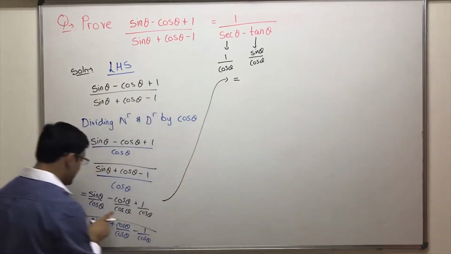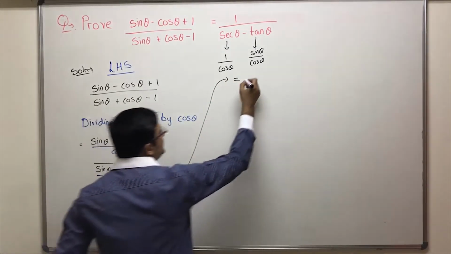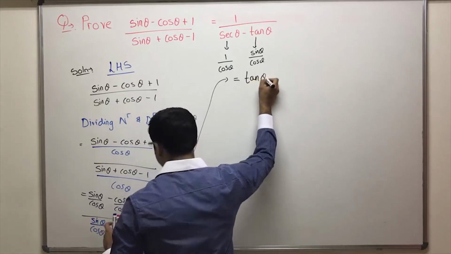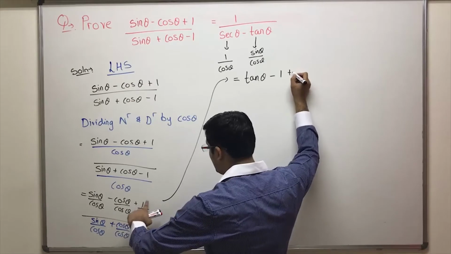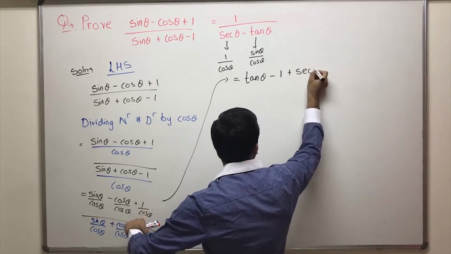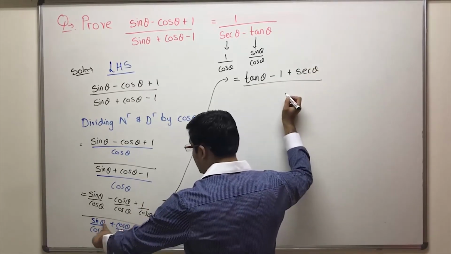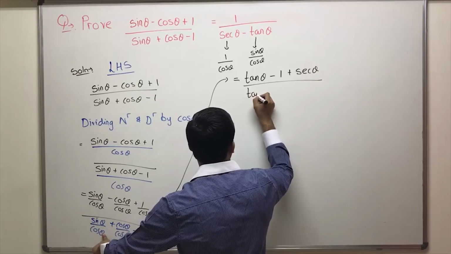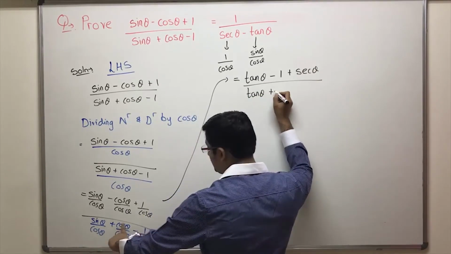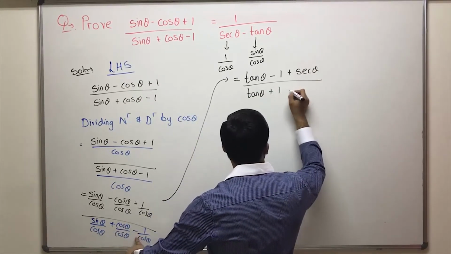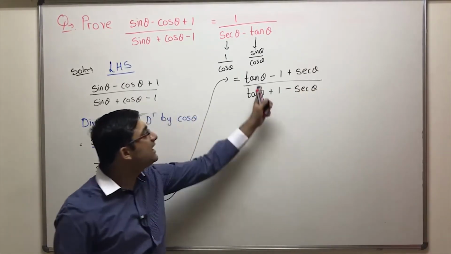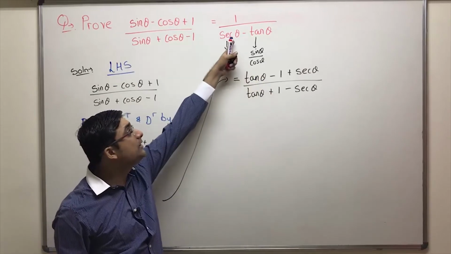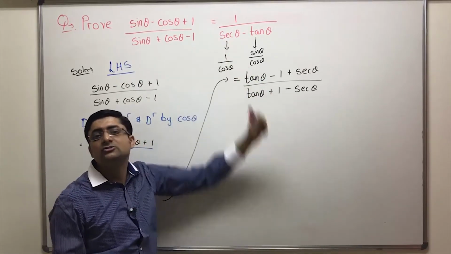What do we get over here? Sin theta by cos theta is tan theta. So tan theta minus cos theta by cos theta is 1, plus 1 by cos theta, that is sec theta, upon sin theta by cos theta is tan theta, plus cos theta by cos theta is 1, minus 1 by cos theta, that is sec theta. So now I basically have sec theta and tan theta. But do we have what is in the RHS? No. So now what do we do?